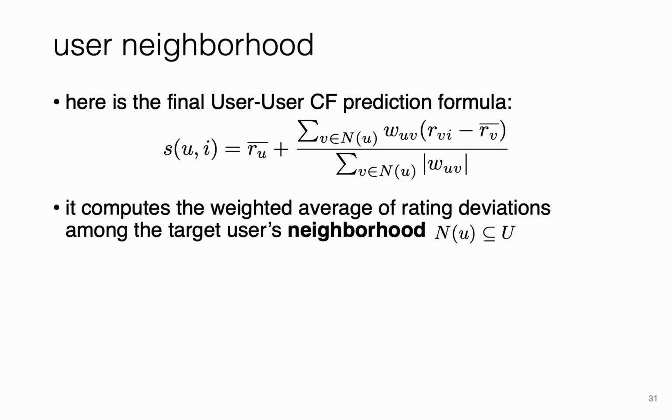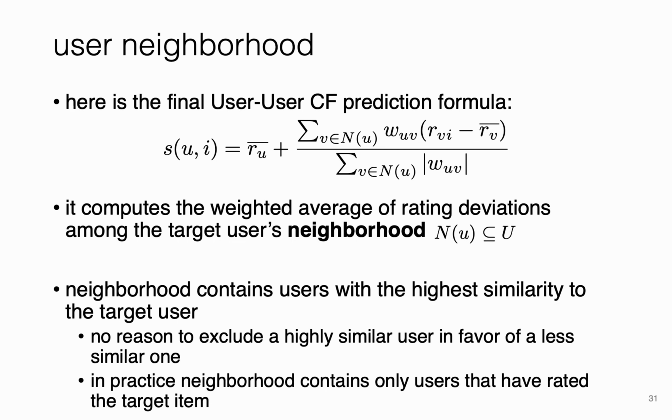Okay, so who goes in the neighborhood? We would like to have users with high, in absolute value, similarity to the target user. There is no reason to exclude a highly similar user in favor of a less similar user. Note that in practice, the neighborhood only contains users who have rated the target item.